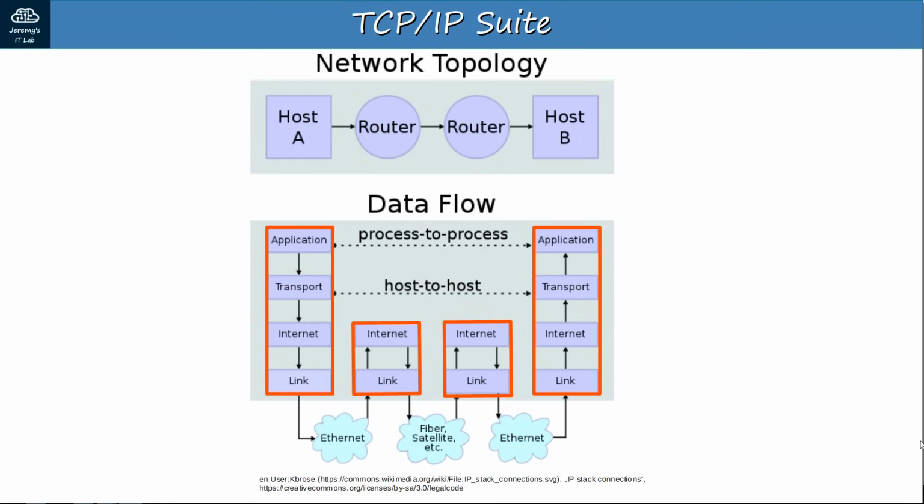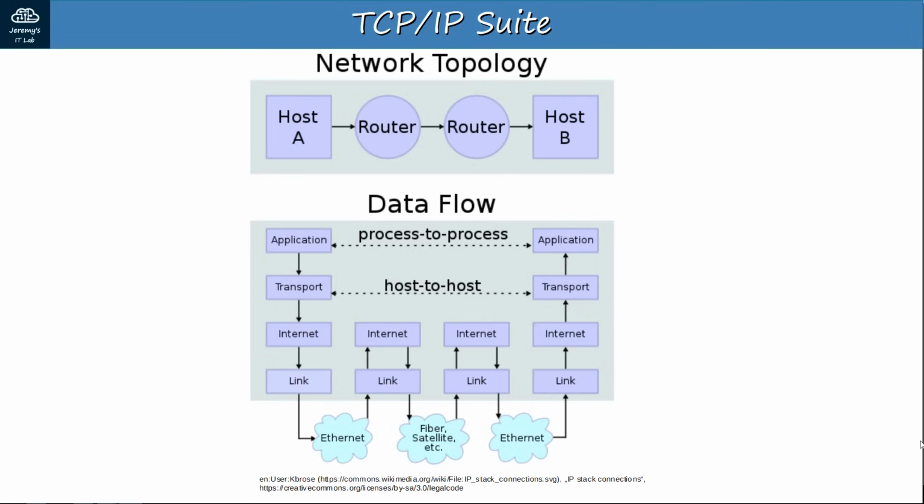Here is the TCP/IP stack on each device. Note that, for forwarding data from host to host, these routers don't need to be aware of the higher layers, so only the internet and link layers are present here. So let's walk through the process.